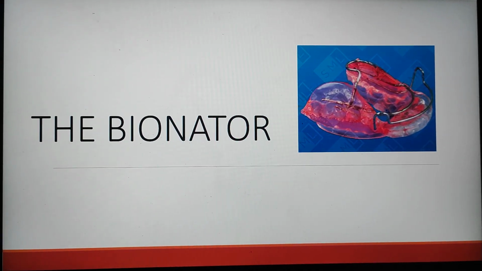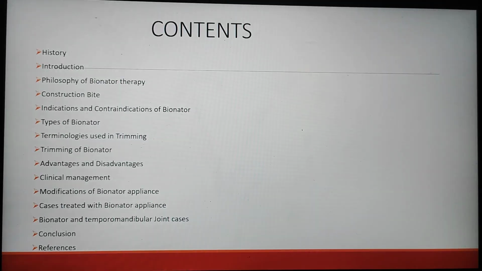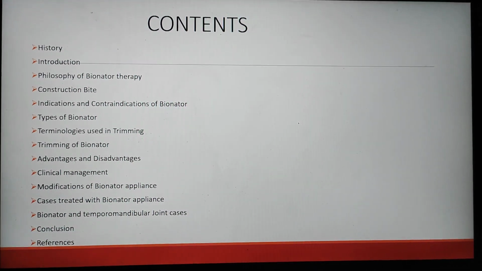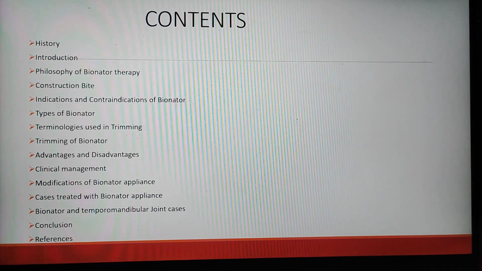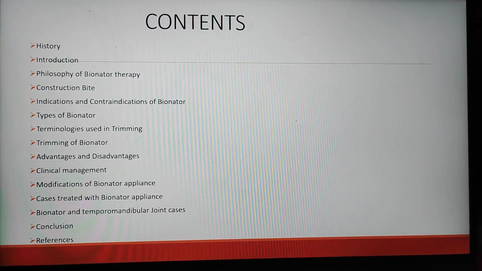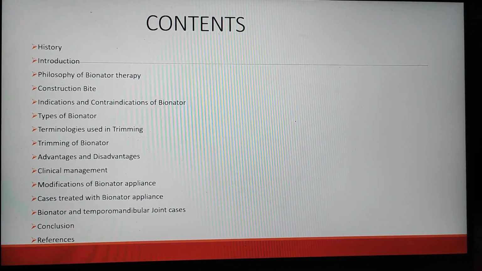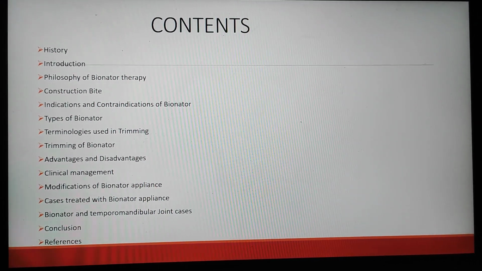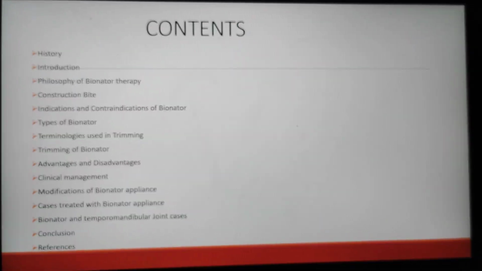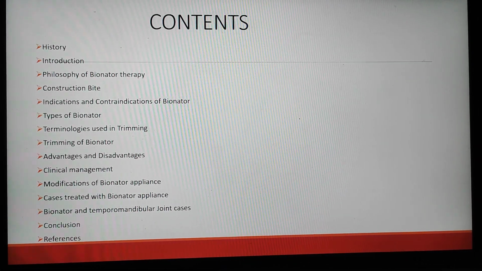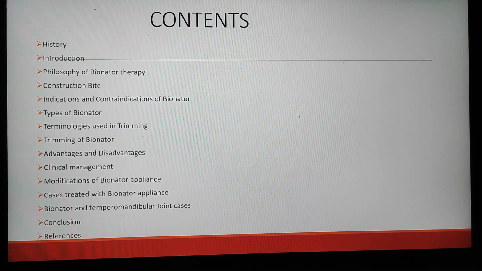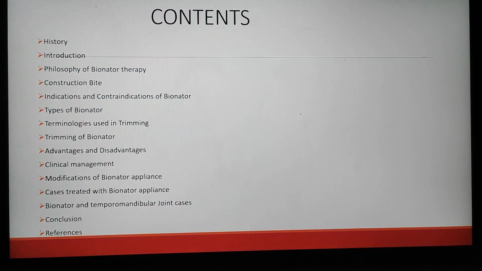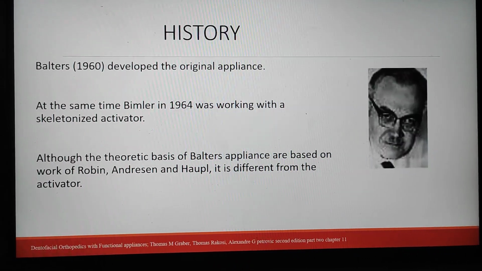Good morning, everyone. The topic for today's lecture is the bionator. This lecture includes history, introduction, philosophy of the bionator therapy, construction bite, indications and contraindications of bionator, the types of bionator, terminologies used in trimming of the bionator, trimming of bionator, advantages and disadvantages, modifications of bionator appliance, cases treated with bionator appliance, bionator and temporomandibular joint cases, conclusion and references.